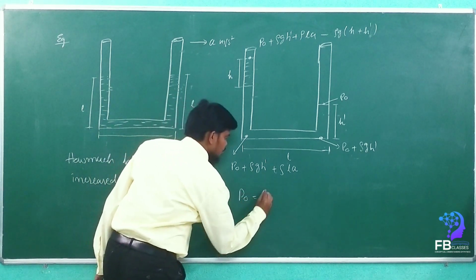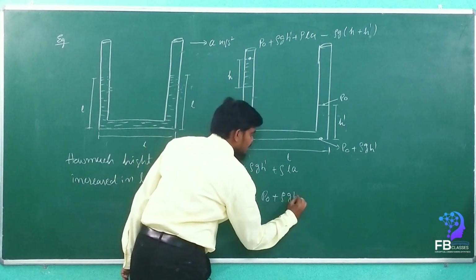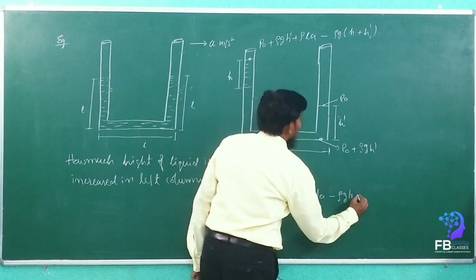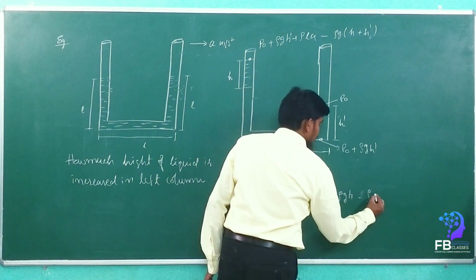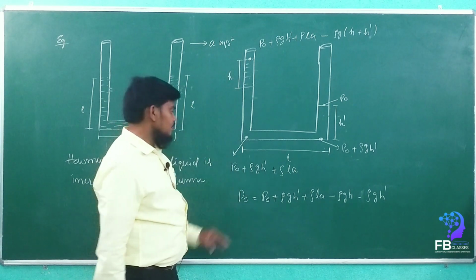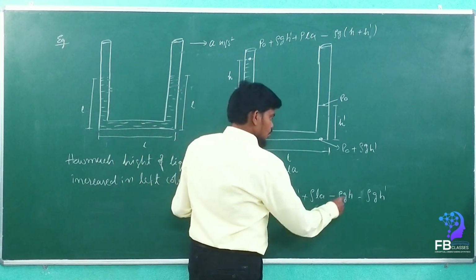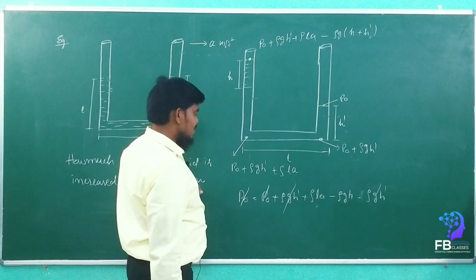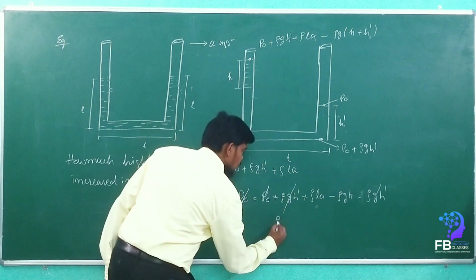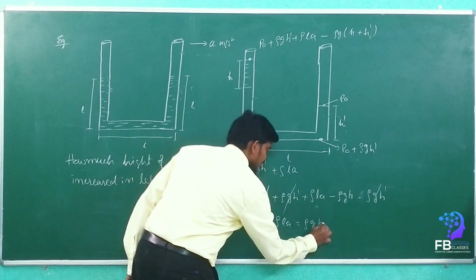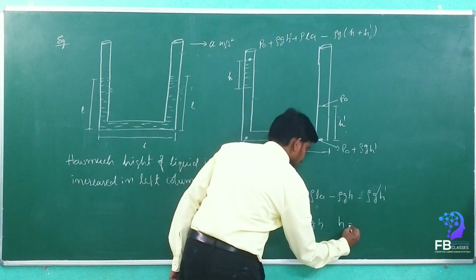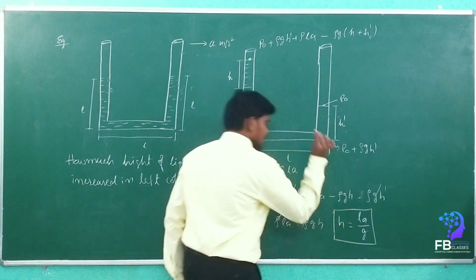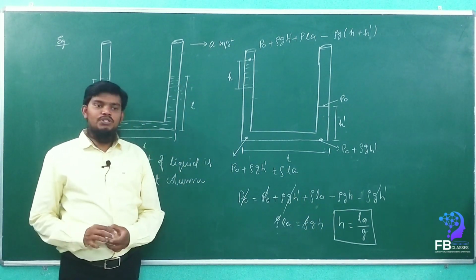So the same thing we are going to write. P naught is equal to P naught plus rho g h dash plus rho L A minus rho g h plus h minus rho g h dash, yes or no? So here P naught gets cancelled. Rho g h dash minus rho g h dash will get cancelled. What remains is rho L A is equal to rho g h, rho gets cancelled. Now h is equal to L A by g. So this is the height. Are you getting my point? Yes sir. Does everyone understand clearly?